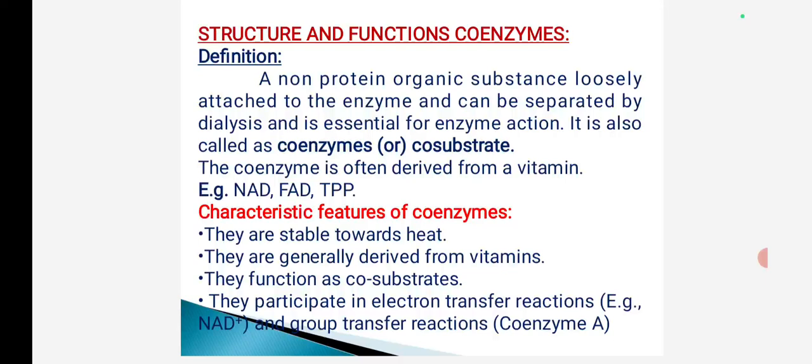Characteristic features of coenzymes: they are stable towards heat, they are generally derived from vitamins, they function as co-substrates, and they participate in electron transfer reactions, example NAD+, and group transfer reactions, example coenzyme A.